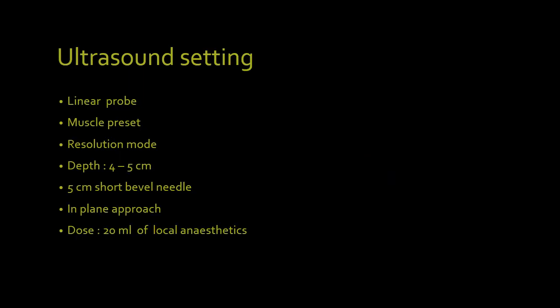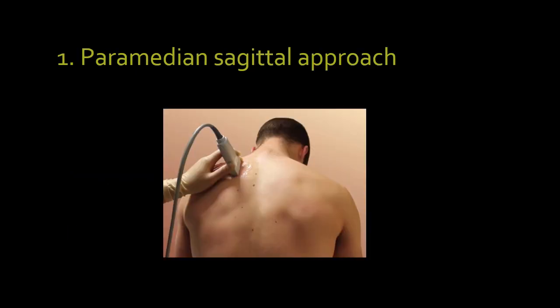The usual ultrasound setting is a high frequency linear probe, in muscle preset, resolution mode, depth 4 cm, a 5 cm short bevel needle with in-plane approach, using 20 ml local anesthetic. The patient can be positioned sitting, lateral or prone.